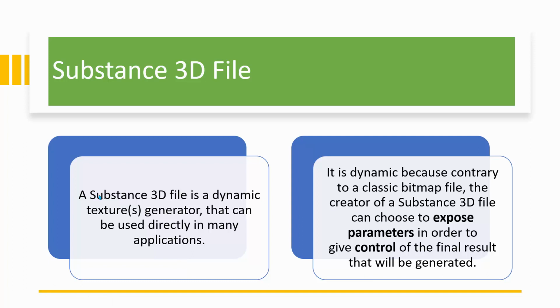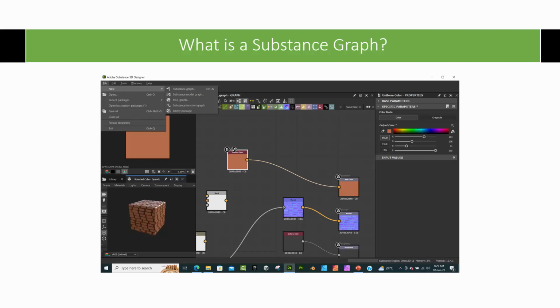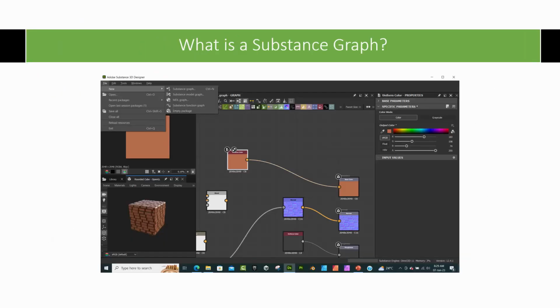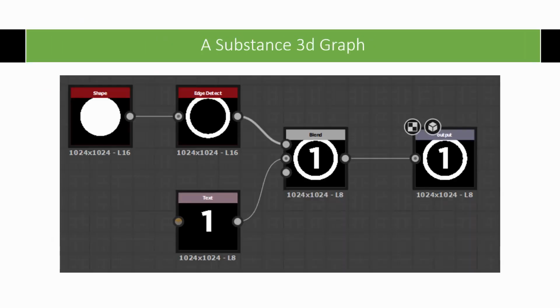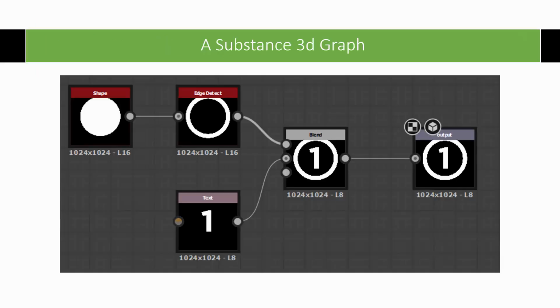And the cool thing is the filters or the textures you create in Substance Designer, you can use them in Substance Painter and expose those parameters, as well as in Unreal Engine and Unity. So a substance graph is used to create these textures. Basically, your substance graphs are the main graphs, and then you're not constrained to resolutions, color or shapes, basically you can always change those graphs.